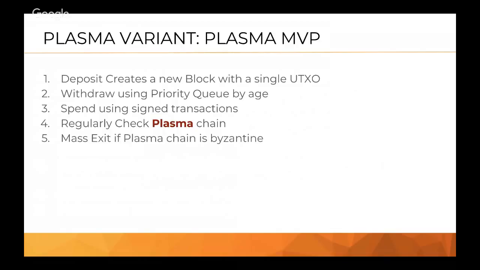The variant that OmiseGO is working on right now is called Plasma MVP, and also a few others. It is very straightforward. When you deposit something into the root chain, it creates a UTXO in the plasma chain, and there is a priority queue which enables you to withdraw by the age of the output. And you spend using signed transactions. The only burden is that the user has to regularly check the plasma chain, not the root chain, the chain with a lot of activity, which could have millions of transactions. And if they detect something is going wrong, they exit that plasma chain.